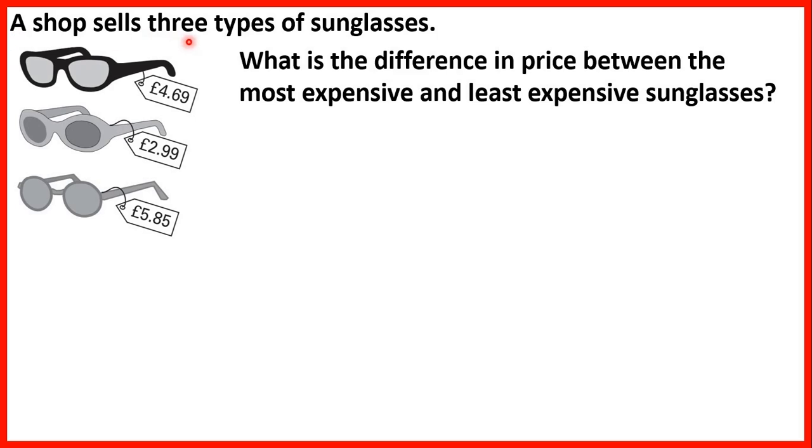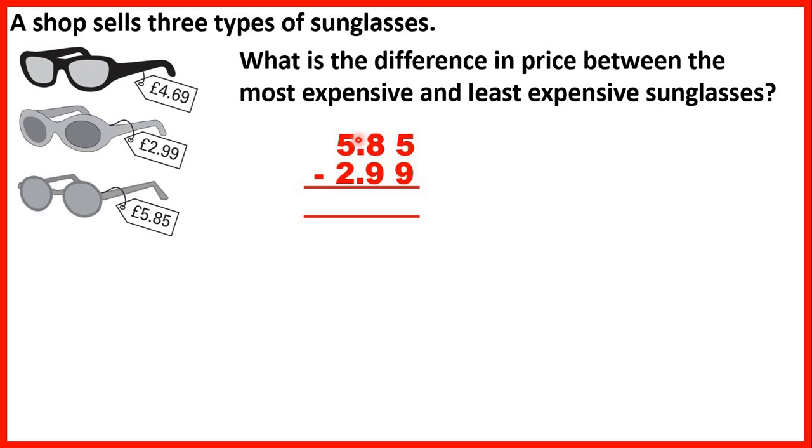A shop sells 3 types of sunglasses. What is the difference in price between the most expensive and the least expensive sunglasses? So the most expensive sunglasses we can see cost £5.85, and the least expensive are £2.99. Now we need to find the difference, and to find the difference we always subtract.